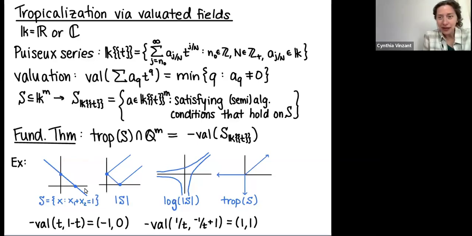So that's my crash course in tropicalization. Please feel free to interrupt with questions if you like. What I want to do is talk about applying the tropicalization to some nice semi-algebraic sets that are going to turn out to have some nice combinatorics surrounding them.